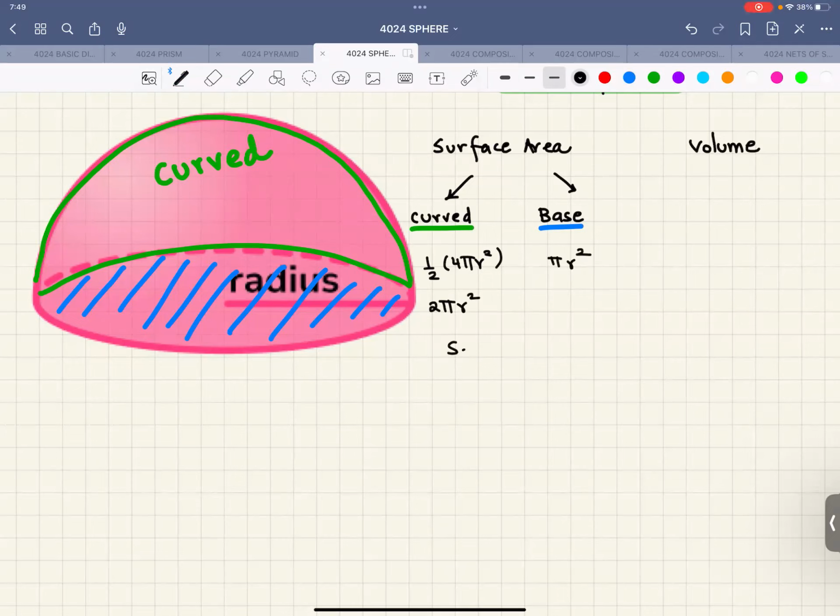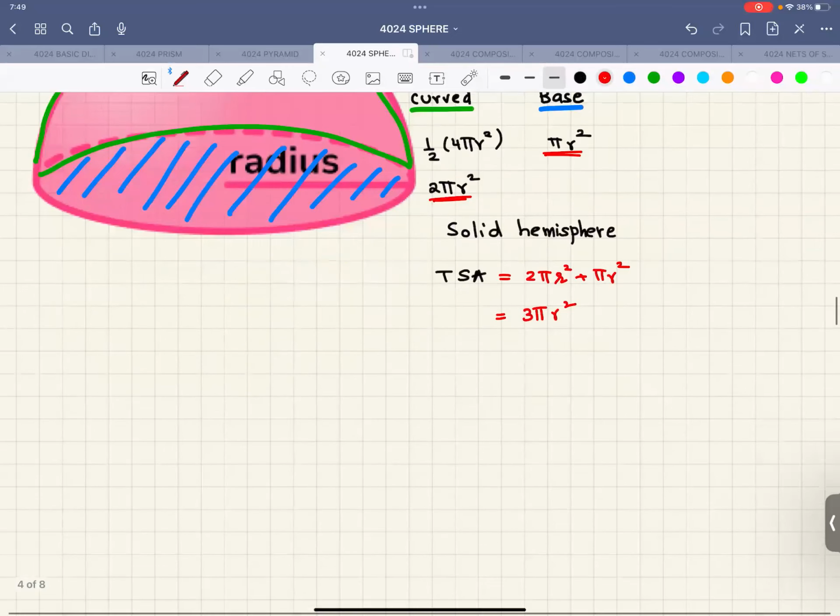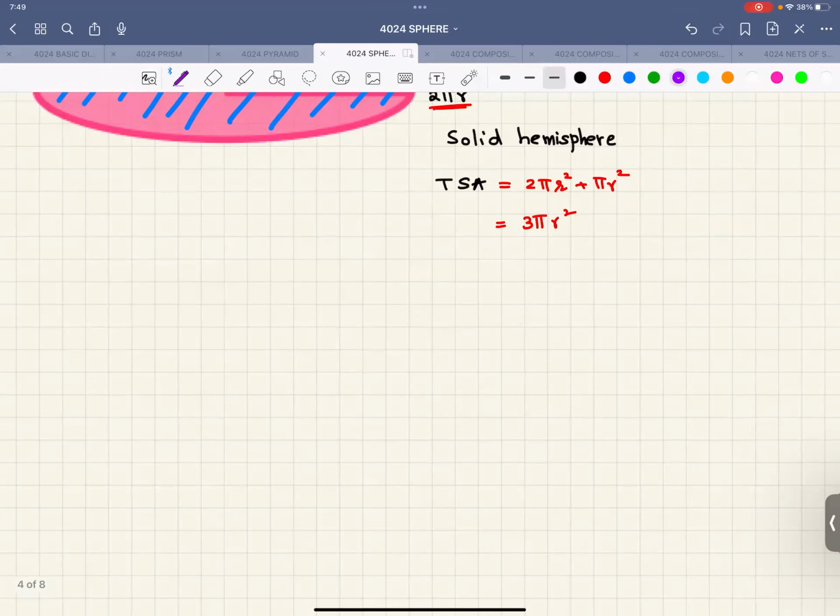So if it's a solid hemisphere, the total surface area is this and this added together, which is 2 pi r square plus pi r square, which is 3 pi r square. But if it's not solid, if it's a hollow hemisphere and the base is missing, that means the base is missing.